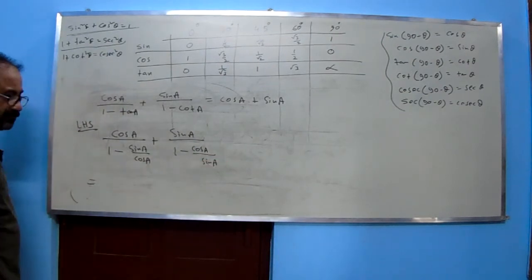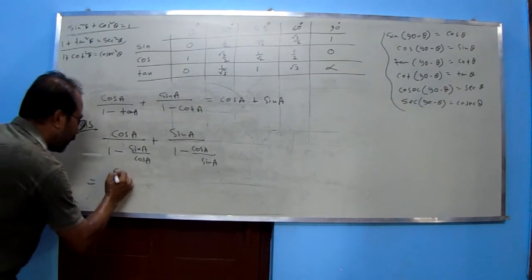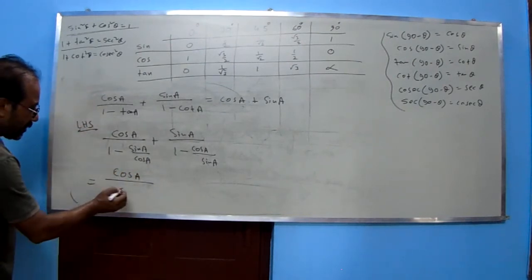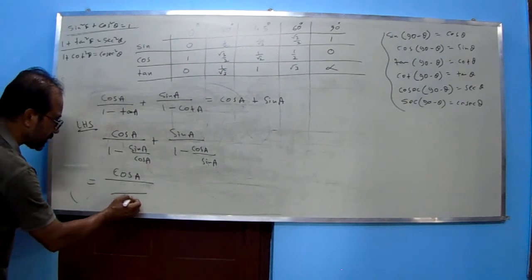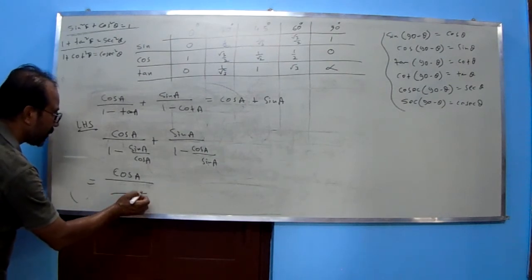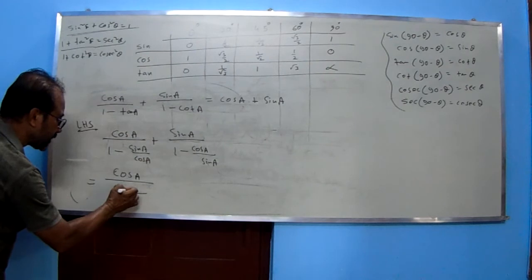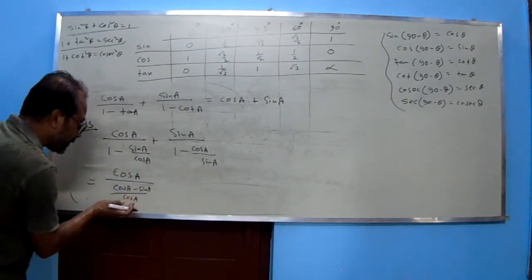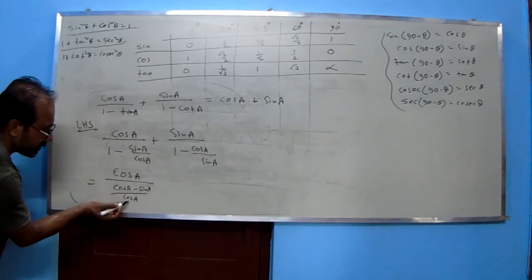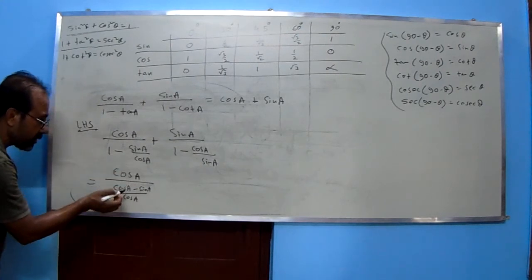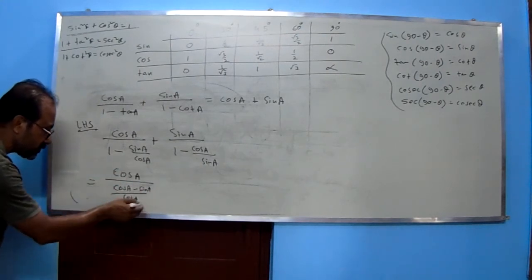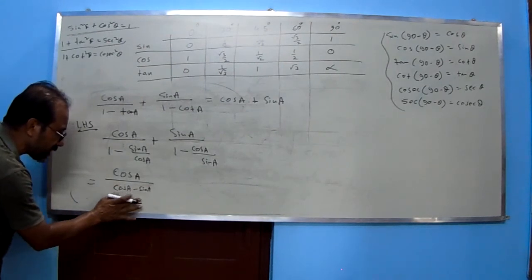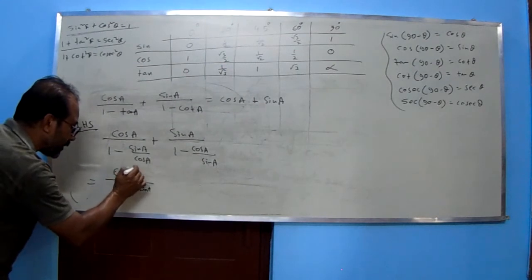Equal to, in the denominator it is cos a, with cos a to be the LCM, so cos a minus sin a. This cos a jumps to the denominator because it is in division position. So now I just remove this cos a and I have written here cos square.